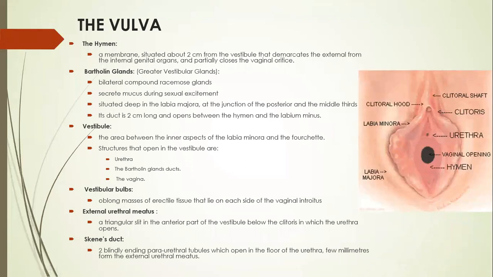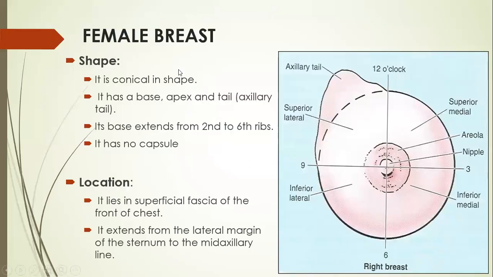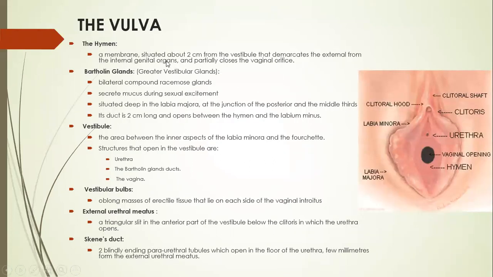Now coming to some further structures. One is the hymen, a thin membrane around the opening of the vagina. It is situated about 2 centimeters from the vestibule, the opening that demarcates the external from the internal organs, and it partially closes the vaginal orifice. This is the vaginal opening, closed by the hymen in virgin females, but it ruptures after the first intercourse.